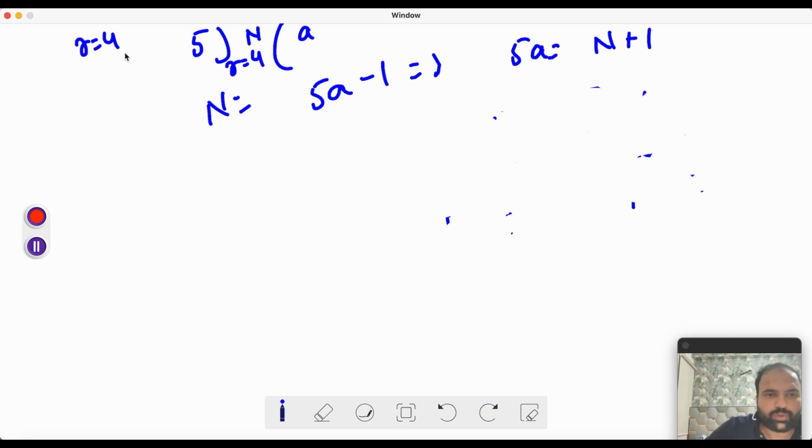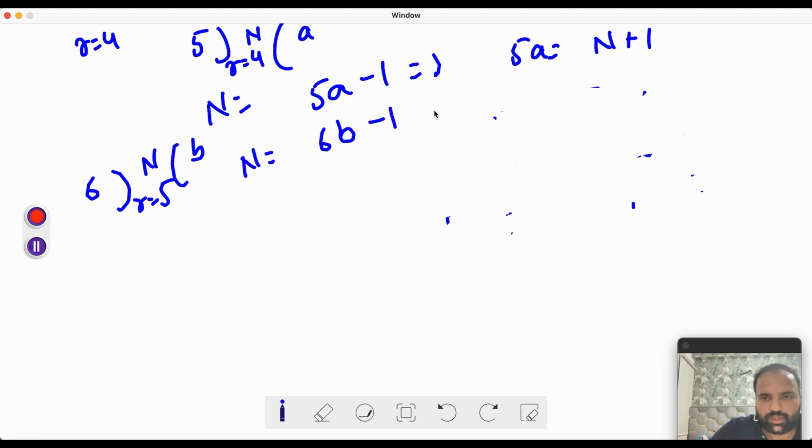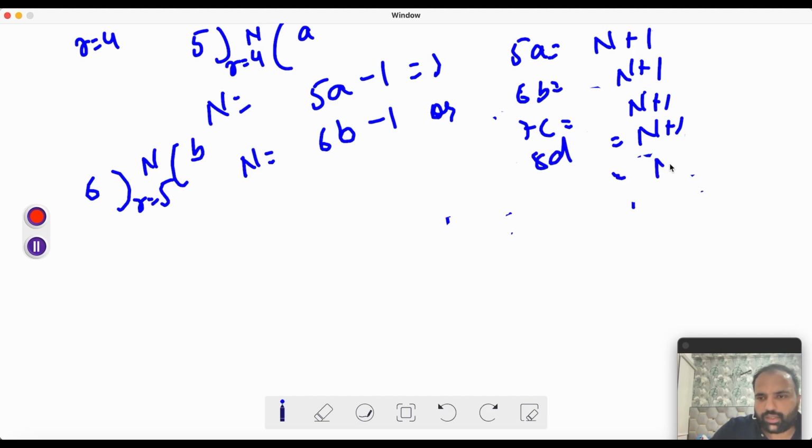Similarly, the question was, now we have to do it with 6. So let's say b, we do the same thing with 6, and again r is 5 over here. So what would be n? n equal to 6b minus 1, or n plus 1 is equal to, I should write it like this, n plus 1 equal to 6p. Similarly for 7c we can take n plus 1 equal to 7c, for 8d n plus 1 equal to 8d, n plus 1 is equal to 9e, and n plus 1 equal to 10f.